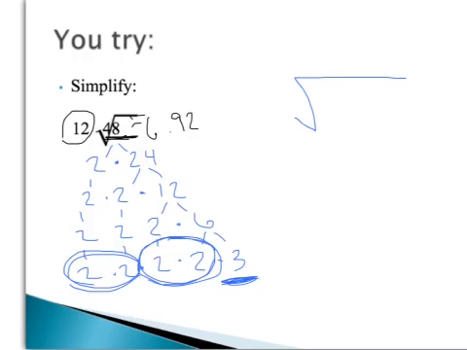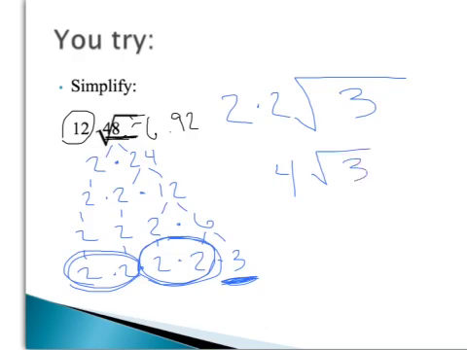So you have one pair of 2s that are buddies. We also have a second pair of 2s that are buddies. So they're going to go outside and multiply together. And then we have a 3 left over. He has to stay in the house. So 2 times 2 will give us 4 outside the house, and our square root 3.